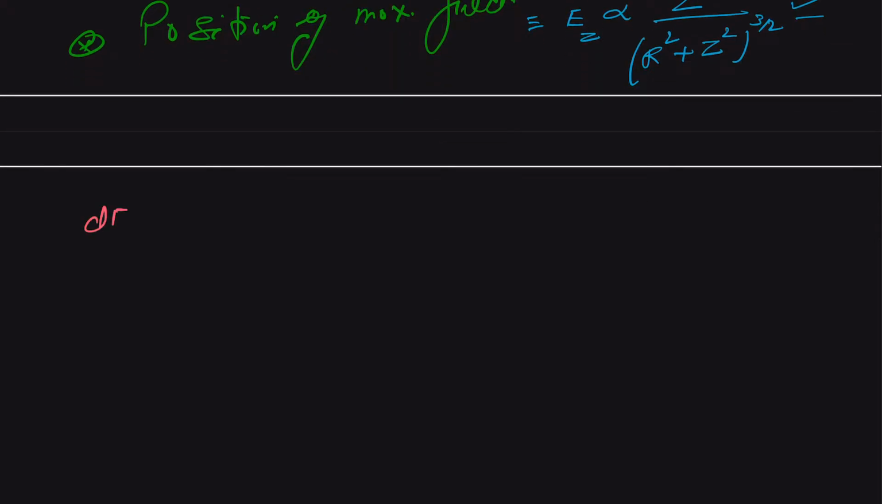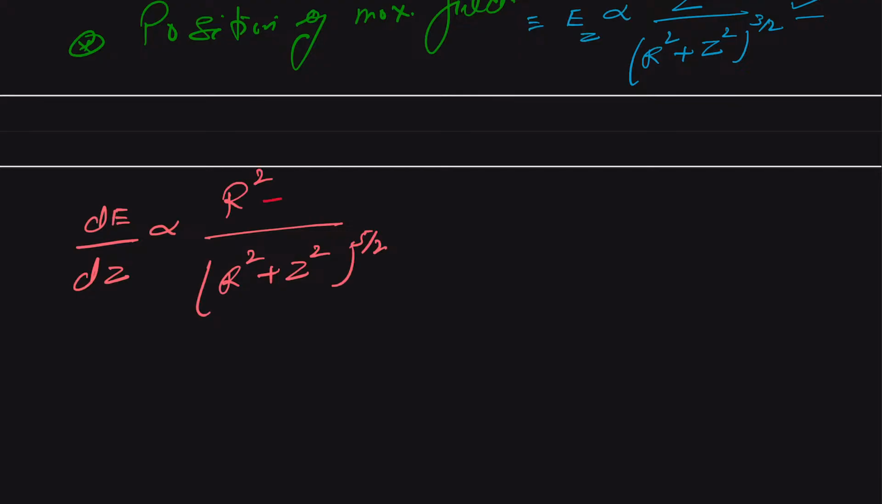So we can say that dE upon dz comes as r square plus z square to the power 5 by 2 in the denominator, times r square minus 2z square. So obviously this is equal to 0. From here we can easily write that our numerator will be equal to 0, and this gives us the value of z equal to r upon square root of 2.